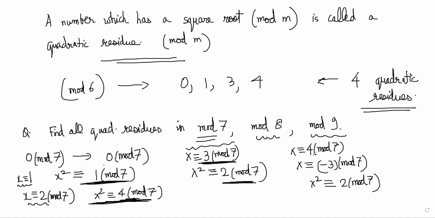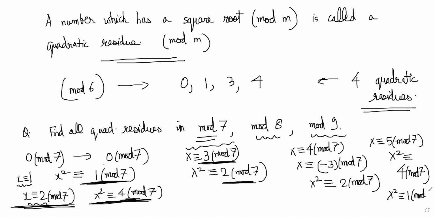Similarly, for x is 5 mod 7, 5 is same as minus 2. So whatever residue we got for 2 mod 7 will repeat here. So we will get a 4 mod 7. If x is congruent to 5 mod 7, x square will be congruent to 4 mod 7. And similarly for 6, you will get 1, because 6 is minus 1 mod 7. So x square would become minus 1 square or 1 mod 7, right?